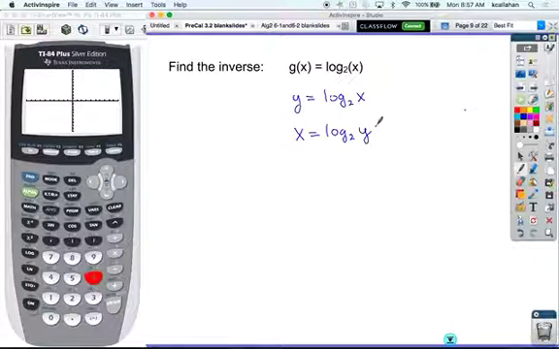Now you have to solve for the y. How do you solve for the y when it's inside the log function? Remember, this is called a transcendental function. It's not the kind where you can just do algebra to both sides and eventually isolate the y. What were you going to say, Michael? You convert it to an exponential, right? As an exponential, it's going to be 2 to the x equals y.